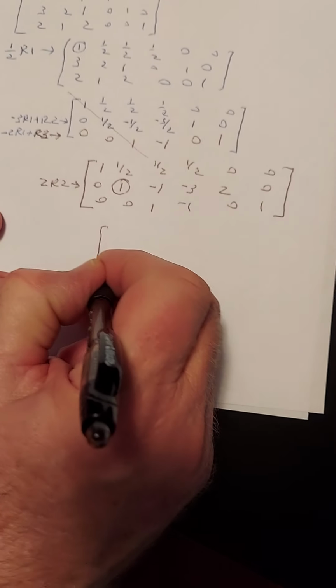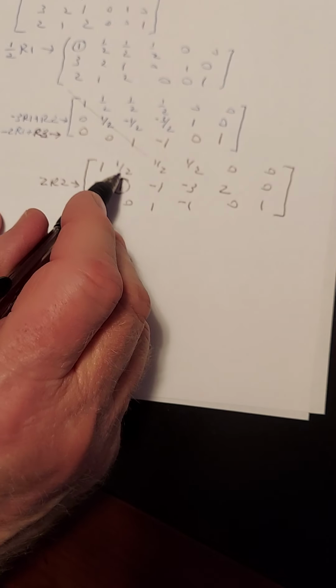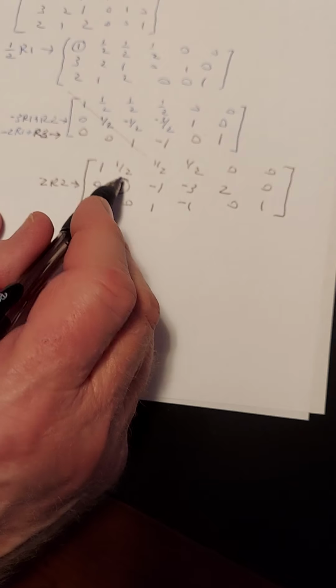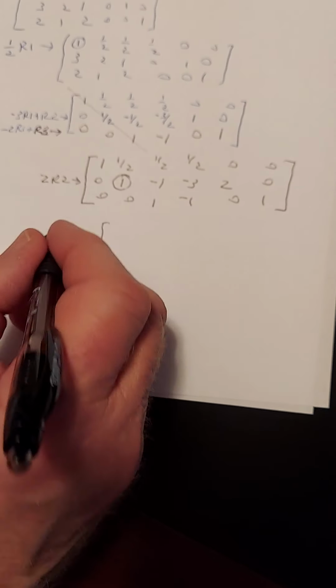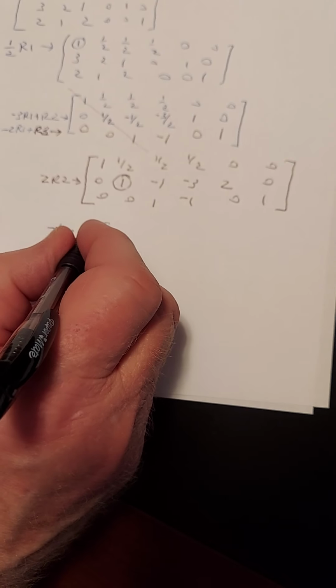Okay, next step. I got the 1. The first column's done. Second column, I got the 1. Now I want to get a 0 here and a 0 here. I've already got the 0 there, so I don't have to worry about it. Just up here. To get a 0 on top, I'm going to take negative 1/2 row 2 plus row 1.